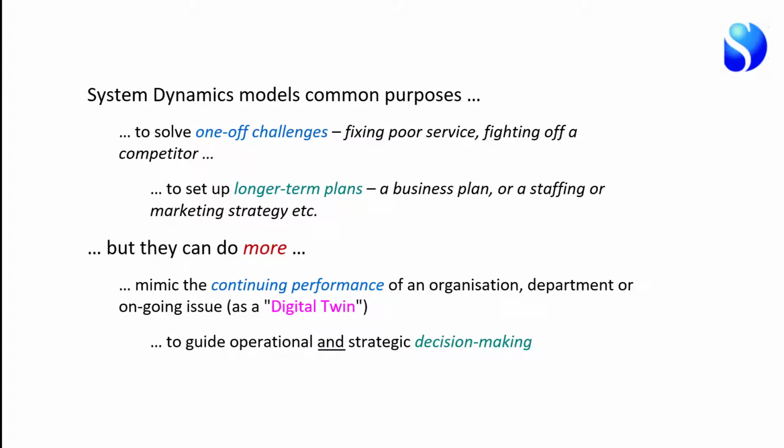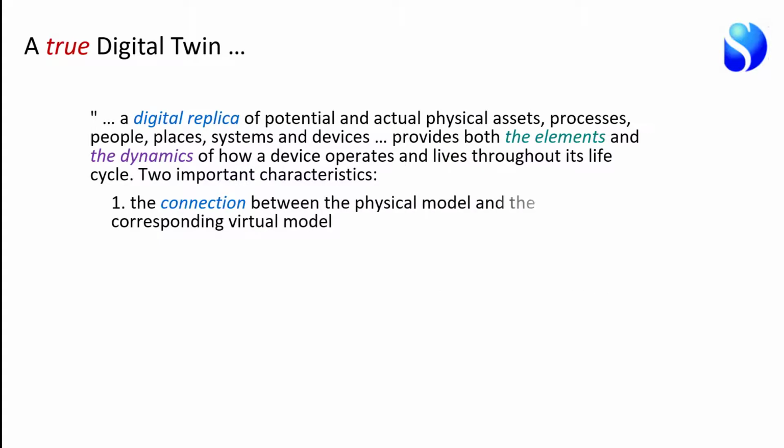They can get very close to mimicking the continuing performance of an organization, department, or an ongoing issue, and that gives us the possibility of a model becoming what's known as a digital twin of the situation. And that opens up the possibility that the model can guide both operational and strategic decision making. Most articles and models you'll find in the literature are more to do with long-term strategy and policy rather than operational issues. So what is a digital twin?